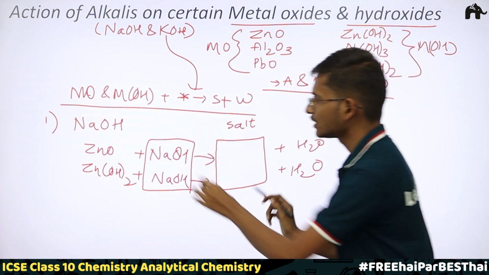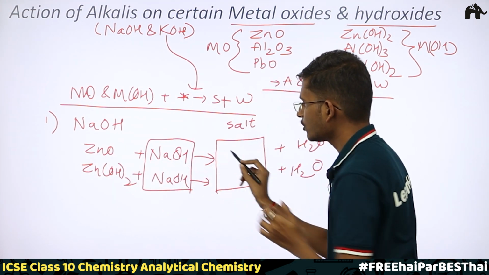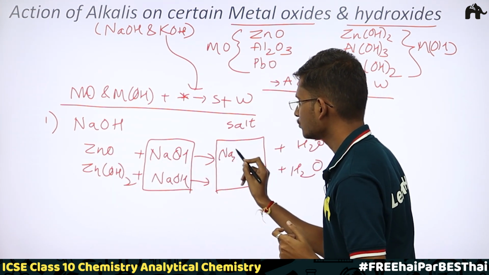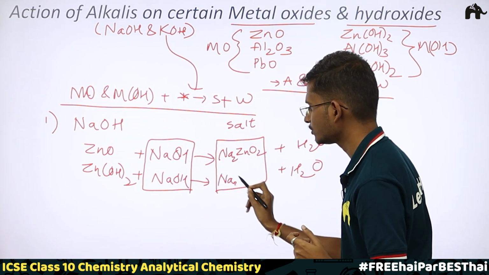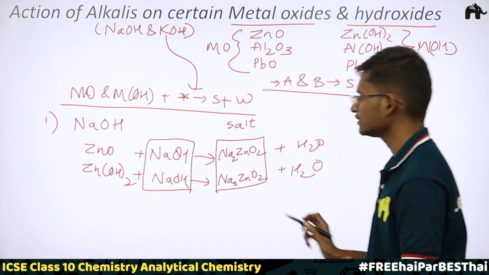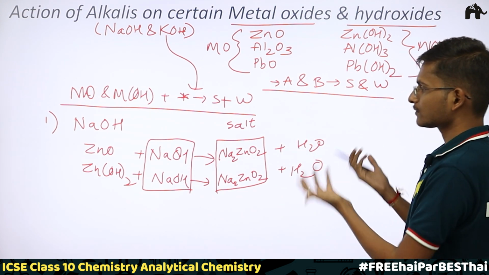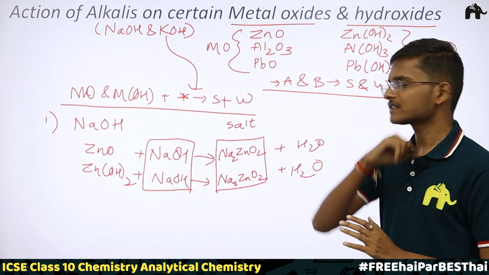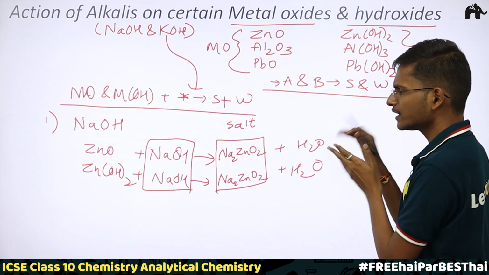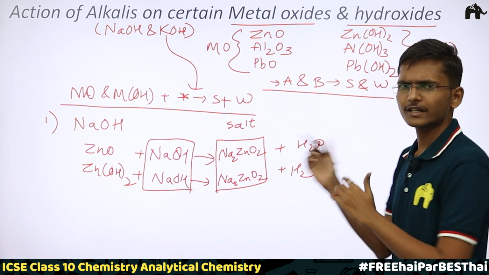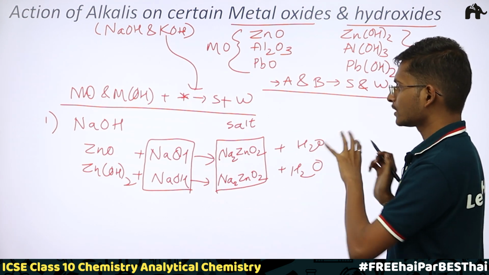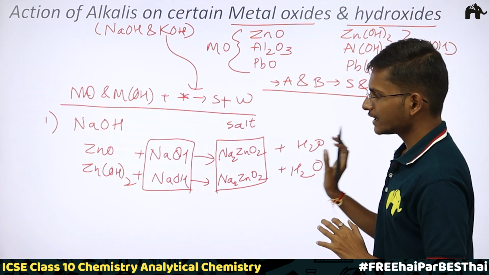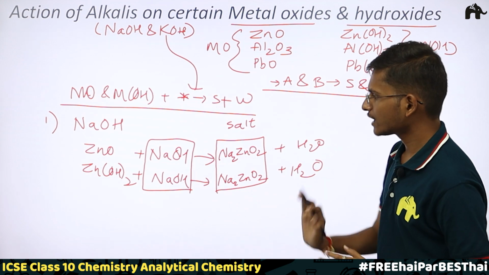Now in this case, which salt is getting formed? Na2ZnO2. Same salt in both the cases, Na2ZnO2. We are done with the reaction simply, and then you need to balance the reaction. We won't waste time in balancing this reaction, as there are so many reactions. So you can pause here, balance it, and then we would move ahead. So this was the action of NaOH on zinc oxide and zinc hydroxide.